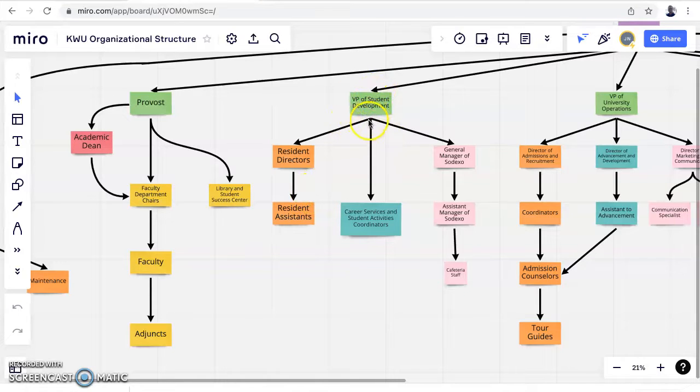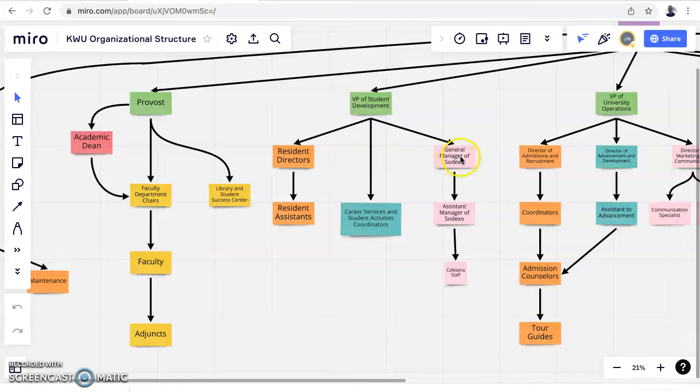The student development, the biggest part about it is the student development department itself. And that has a coordinator for career services. There's intramural coordinators in there, but all those coordinators are at the same level. And then the last thing under the student development is the student dining services.